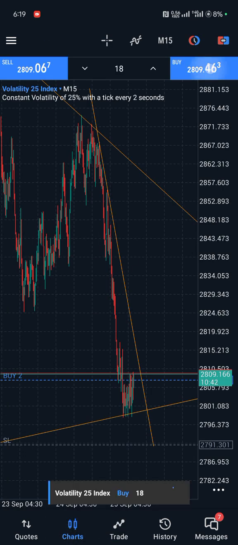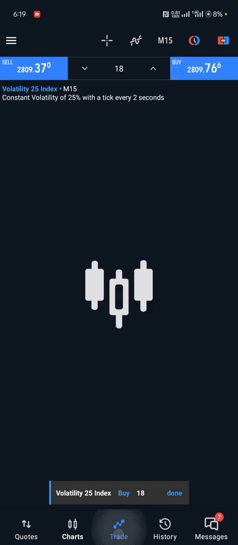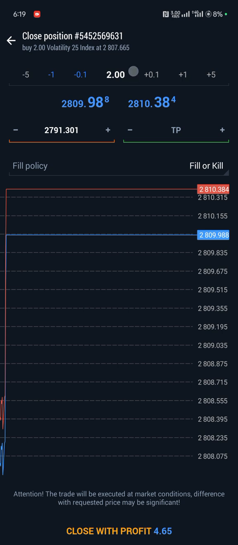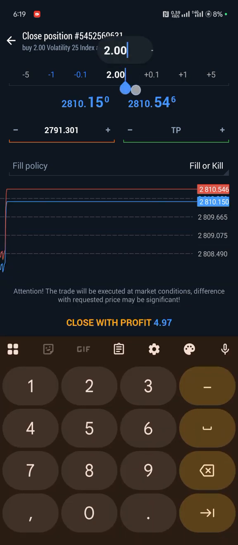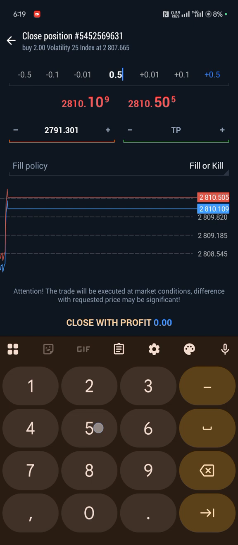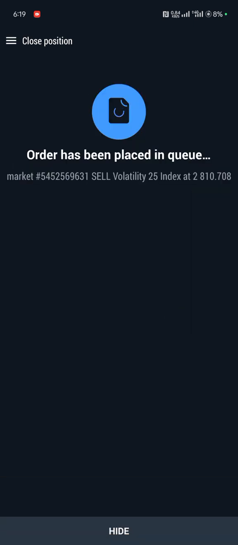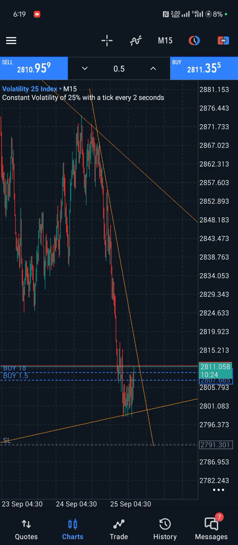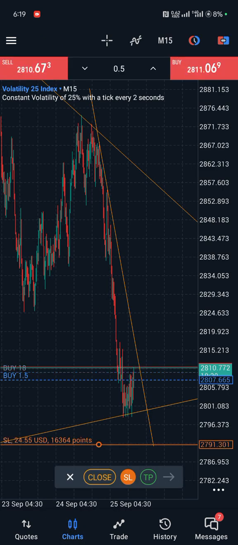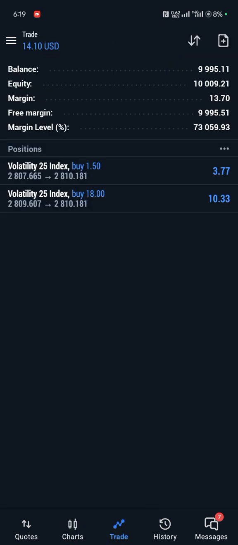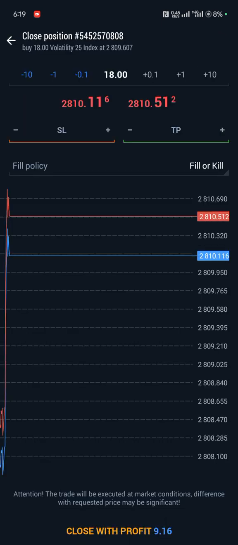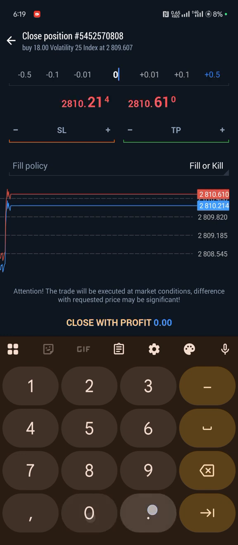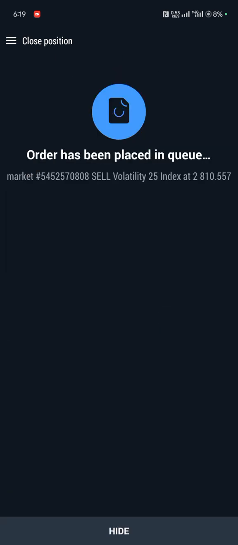Let me redo something for you guys. See, this is how it works. Just click here. Then let's say I want to take a partial profit on this trade. 0.5. You see, lock with 1.12. This one has turned to 1.5 from 2. I'm buying 18 worth of lot size here. So let me just take 0.5 from it.